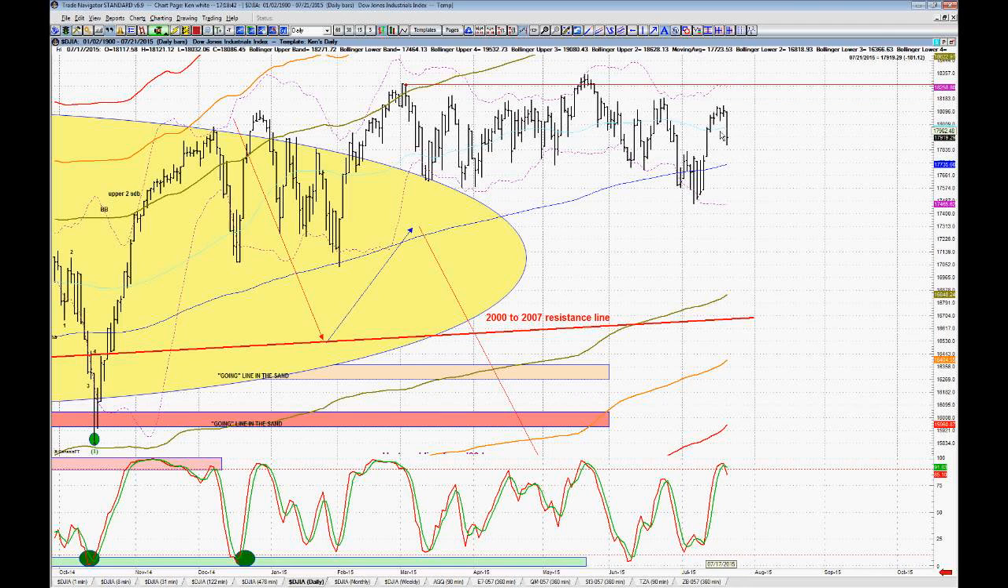for adding money to the long side of the market, to getting your money back in the market, or to using leverage or margin in the market. That's not a good time to do that. When's a good time to do that?